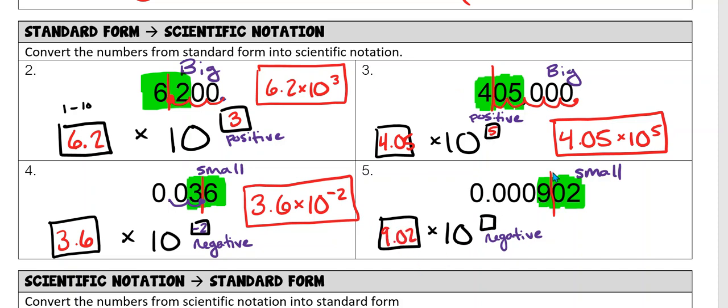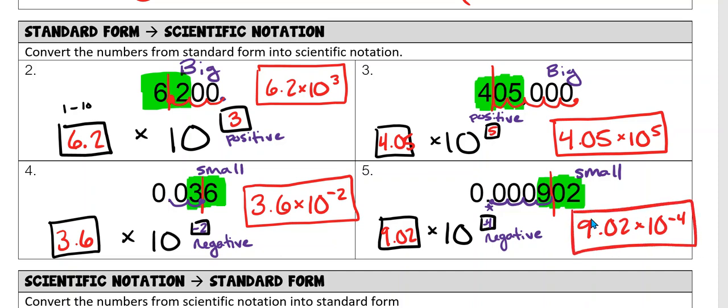And now I just need to count how many spaces to get from that red line, that new decimal point that I put in, back to my original decimal point. So we're going to count 1, 2, 3, 4 spaces. So my exponent is going to be -4 because this was a small number. So we're going to have 9.02 times 10 to the -4th power.